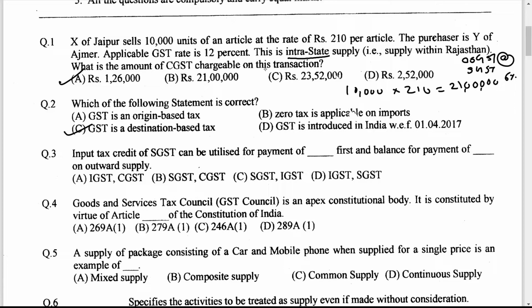Now next one, input tax credit of SGST can be utilized for payment of dash first and balance for the payment of dash on outward supply. First of all, the rule is that input tax credit of SGST can be utilized against SGST first and then it is utilized against IGST. So here it should be first utilized against SGST and then IGST. So this is the answer for the third question.